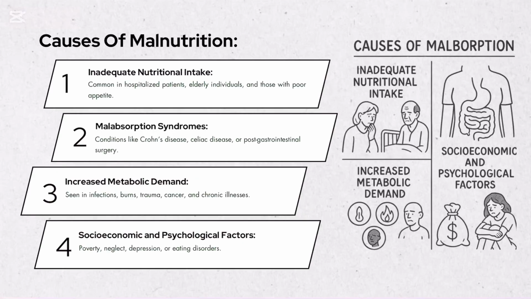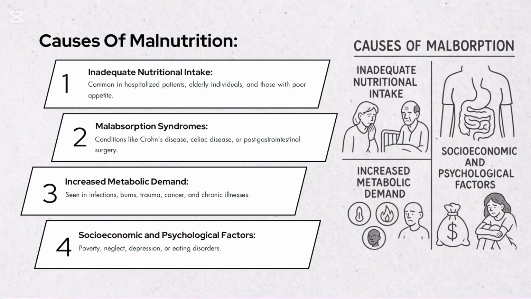Second, malabsorption syndromes. These are medical conditions where the body cannot properly absorb nutrients. Examples include Crohn's disease, celiac disease, or patients who have undergone gastrointestinal surgery. Third, increased metabolic demand. In situations like severe infections, burns, trauma, cancer, or a chronic disease, the body's need for nutrients rises dramatically. If the demand is not met, it can quickly lead to malnutrition.